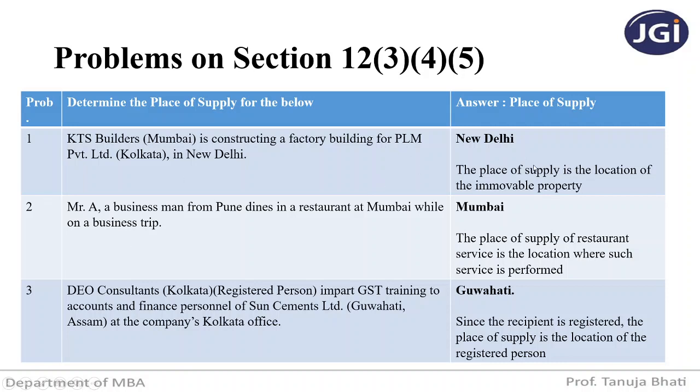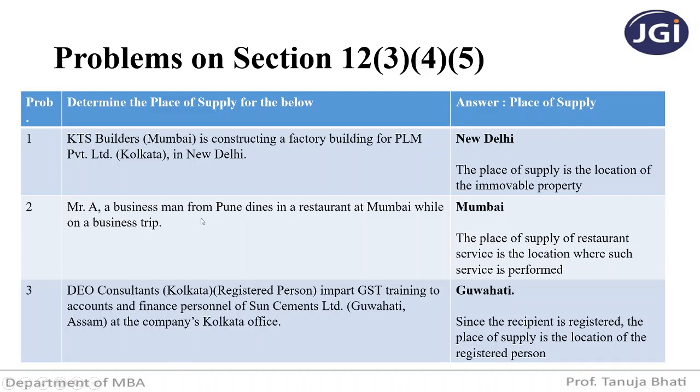But when you're writing the answer, if you can remember the provisions and the section number, it will be very helpful in order to make your answer better. So you can write that as per section 12 subsection 3, if any service is provided in respect of immovable property, the place of supply will be the location of the immovable property. Therefore, under this problem, the location of the immovable property is New Delhi. Therefore, the place of supply is the location of the immovable property. Let us see the next problem.